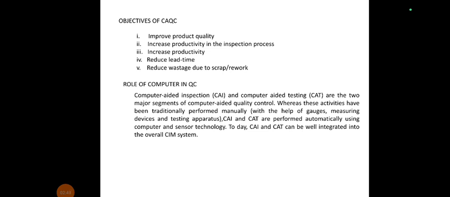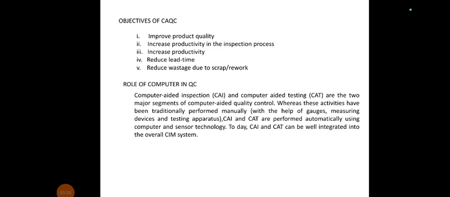Next one, objectives of computer aided quality control. There are five objectives. First one, improve product quality. Second, increase productivity in the inspection process. Third, increase productivity. Fourth one, reduce lead time. Last one, reduce wastage due to scrap or rework.